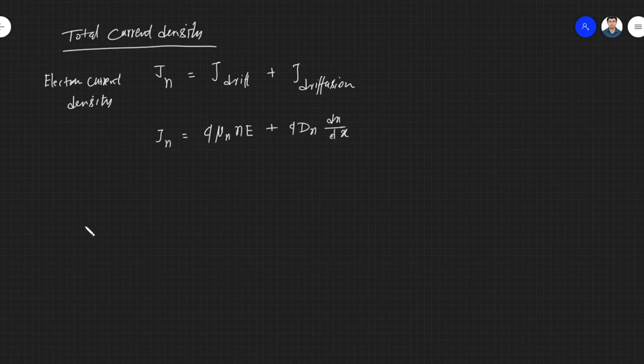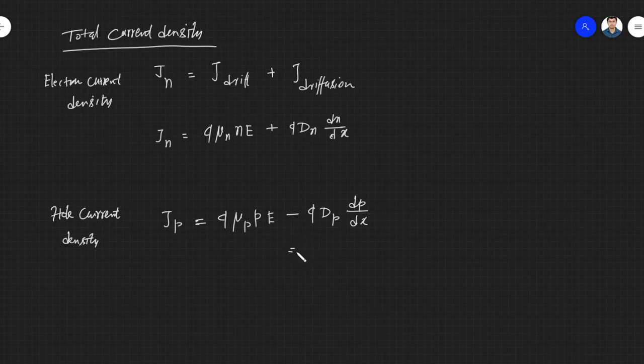And then we have holes also in the semiconductor, right? So the hole current density we define as Jp. For holes it is again the drift term, q mu p, where p is the hole concentration, times E, minus q Dp dp/dx. So here you can see that we are using a negative sign for holes, right?